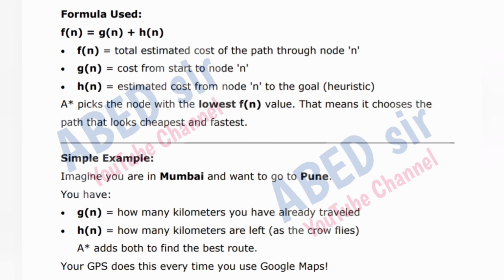Simple example. Imagine you are in Mumbai and want to go to Pune. You have g(n) is equal to how many kilometers you have already traveled. h(n) is equal to how many kilometers are left as the crow flies. A* adds both to find the best route. Your GPS does this every time you use Google Maps.